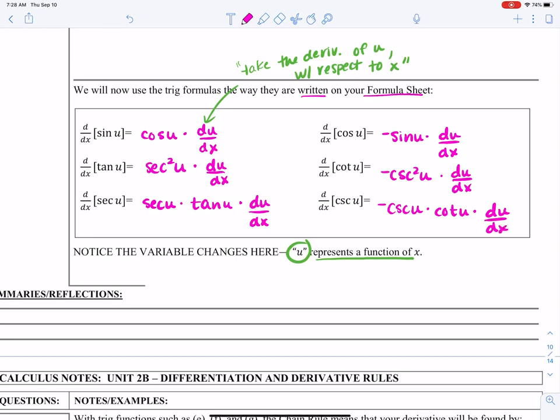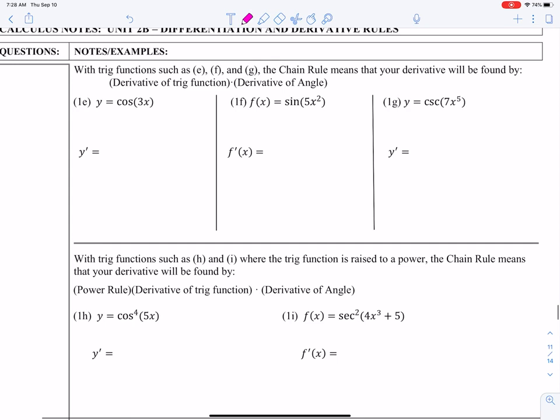And so this is the chain rule version of these trig derivatives. You already know these trig derivatives, it was just the chain rule version. So u is representing a function. So let's apply it. And so here I can clearly see some trig on the outside, and I can see some inside functions that are now not just x's but 3x's. And so let's talk about it.